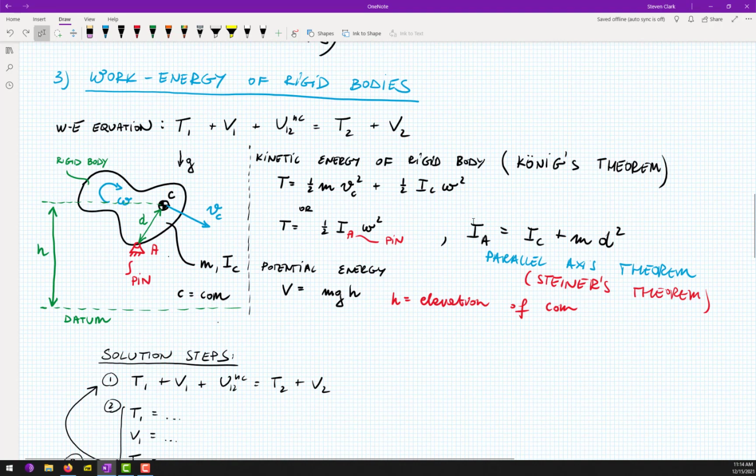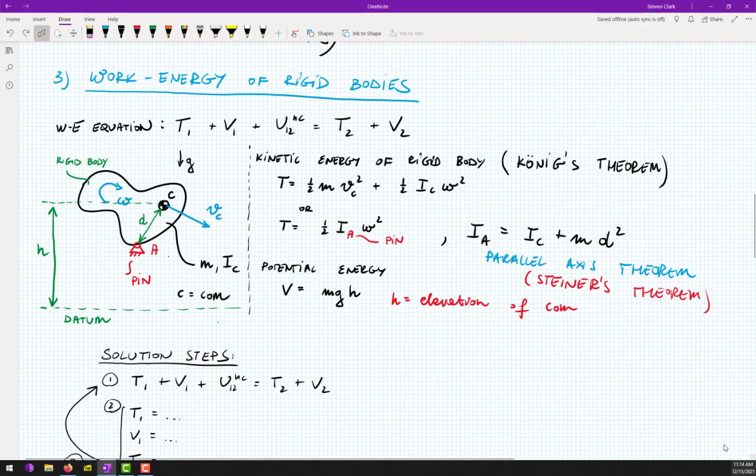So that's that when it comes to theory about work energy of rigid bodies. Ah, no, there is one thing I forgot, because there is one difference between rigid bodies and particles when it comes to calculating potential energy. Potential energy is mgh, where h is elevation of center of mass this time, okay?